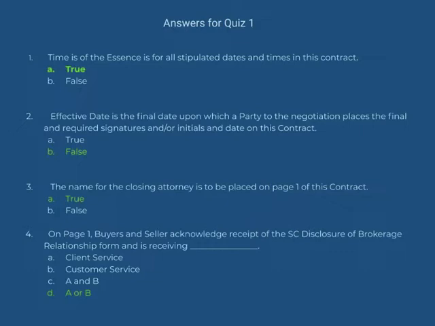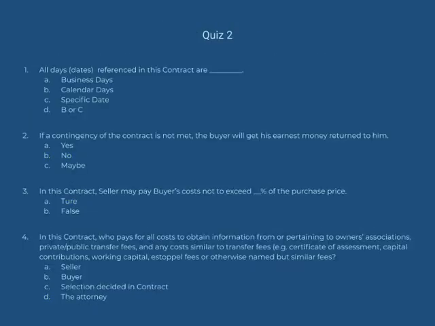The name for the closing attorney is to be placed on page one of this contract. True. Remember, there's a blank for you to put in the name of the attorney that's going to be doing the closing. Number four, on page one, buyers and sellers acknowledge receipt of the South Carolina Disclosure of Brokerage Relationship form and is receiving blank. The answer here is D, A or B. They are receiving either client service or customer service. Remember, it is essential that they initial the spot on the contract and they declare which service they are expecting to receive. Now let's look at quiz two.